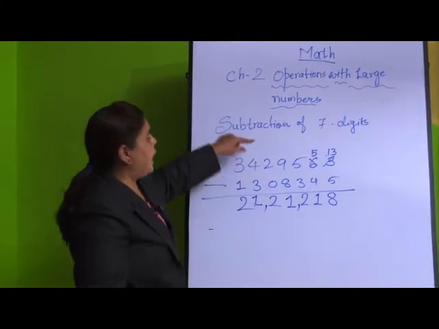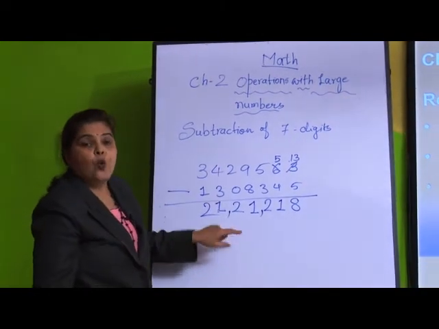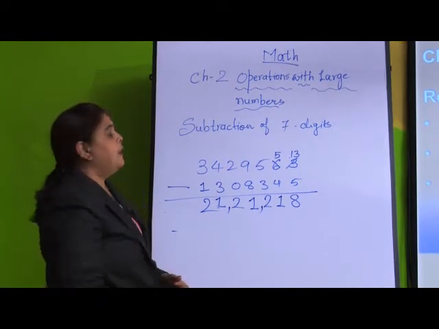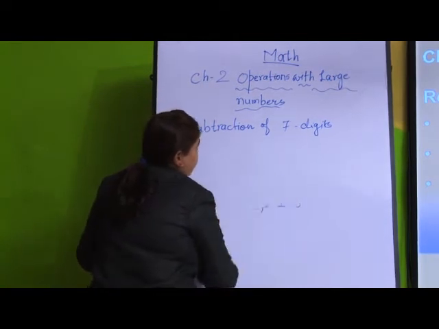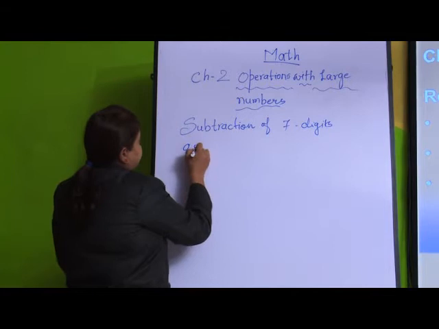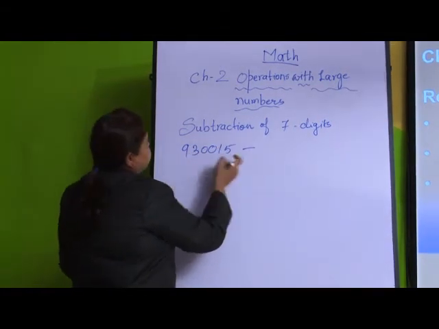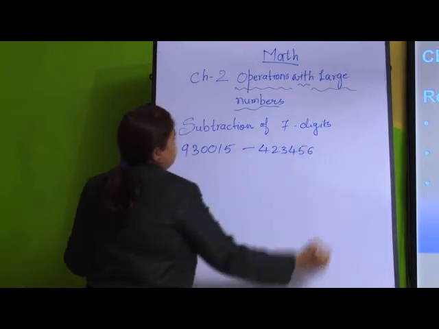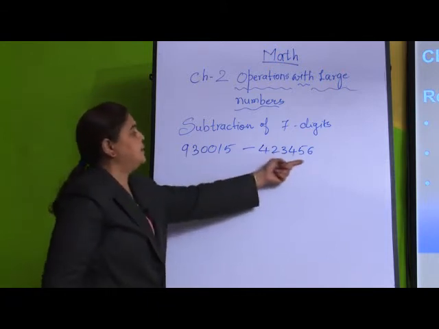So, this is known as the vertical method. What is it known as? Vertical method. I will show you in a horizontal method, so it will be easy for you to find the answer in a vertical method. Suppose the number is given to you as this. What I had done? This is given in a horizontal method.